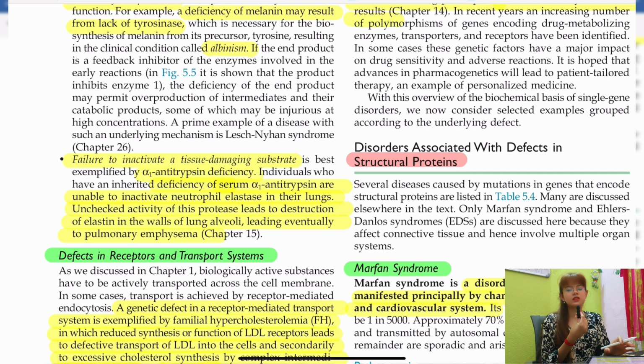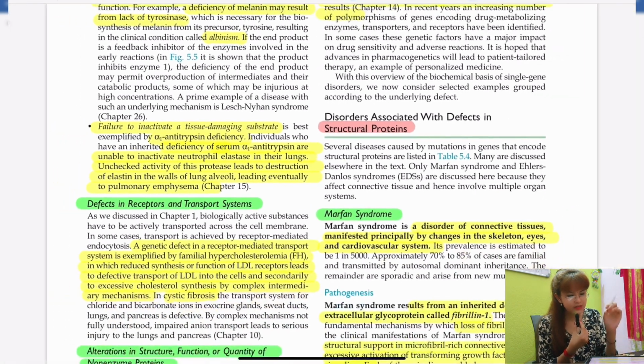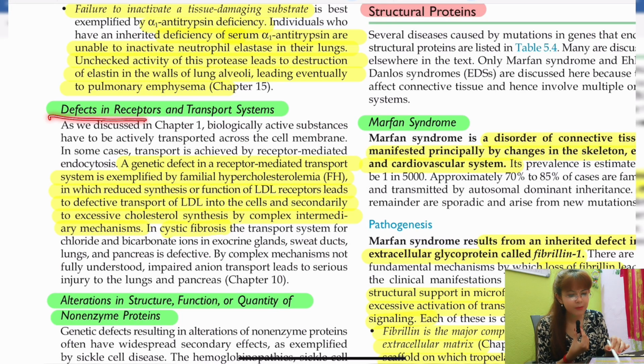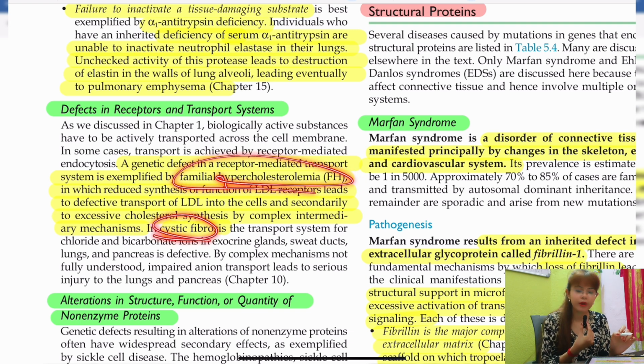So this is just the outline of all the important points. There's not much to understand here, but you must know the basis of these defects and the diseases linked with these defects. Defects in the receptors and transport systems are associated with cystic fibrosis and familial hypercholesterolemia. So these two again are important points.